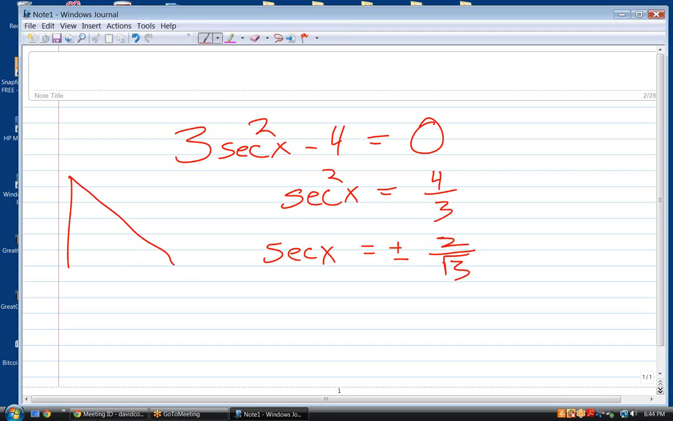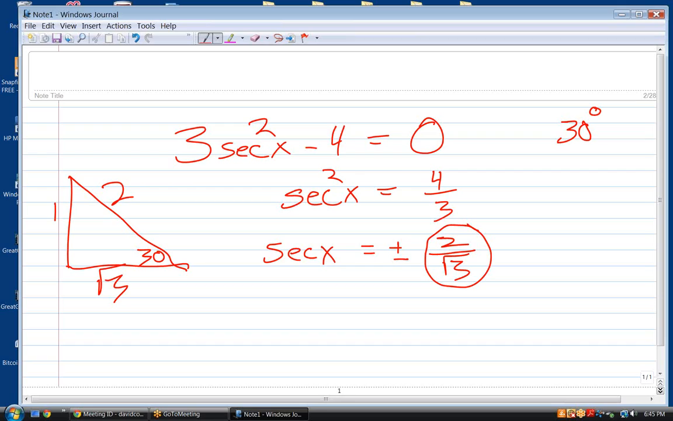Because if we look at our 30-60 triangle, it's 1, root 3, 2. So 2 over root 3 is secant of what angle? 30. Okay, so we're looking at a reference angle of 30. And it was actually better not to rationalize that. It allowed us to figure it out a little easier by not rationalizing it.